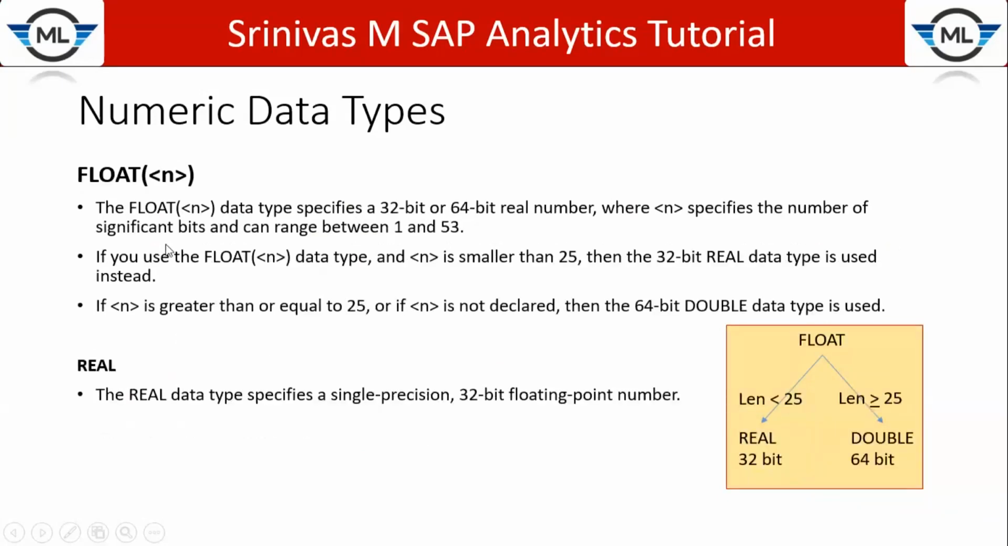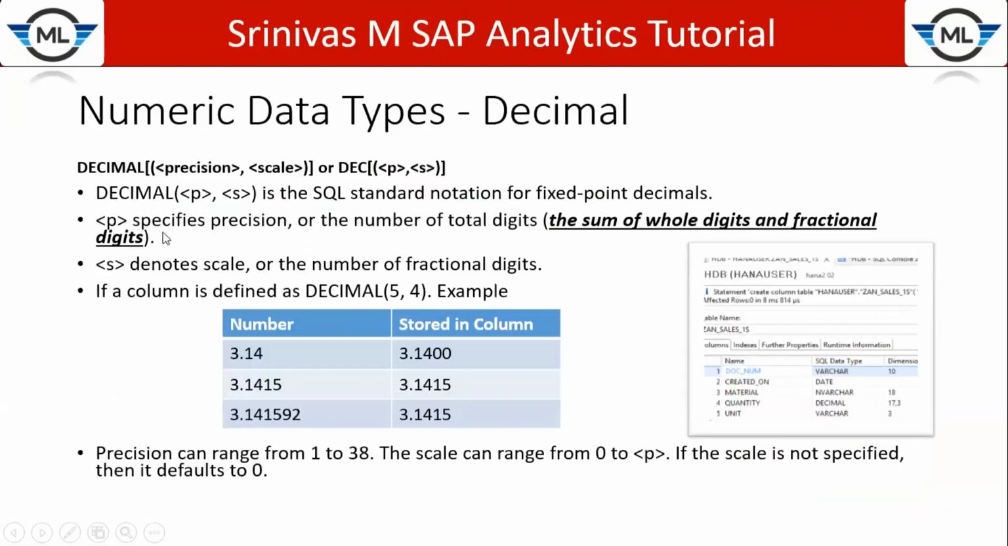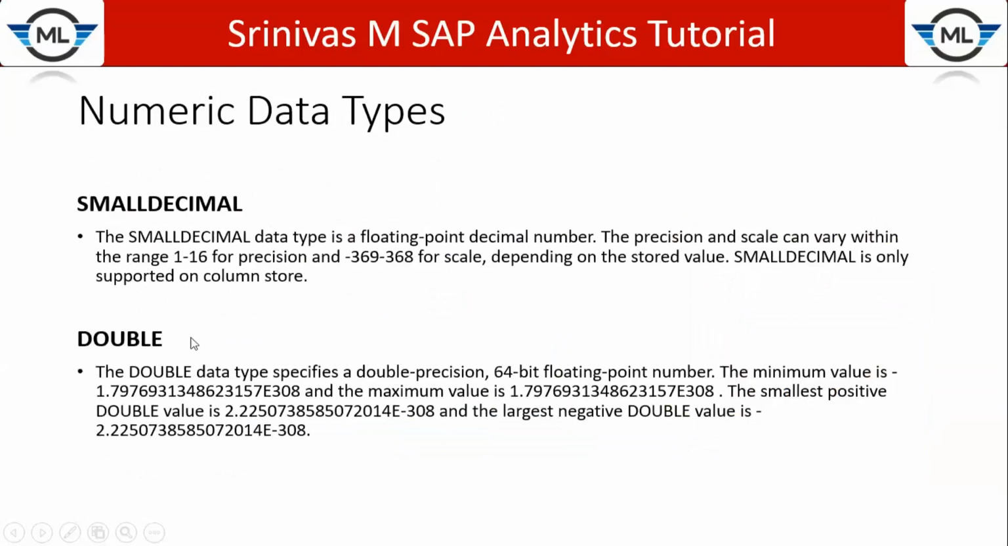So we discussed float, real and double. Now the next one is small decimal, so small decimal and decimal. Earlier we discussed decimal. When we discussed decimal, I said the precision can range from 1 to 38, correct? When it comes to small decimal, the precision can range between 1 to 16. So if you feel your precision will not go beyond a maximum of 16 characters, meaning the total number of digits in your number is not going beyond 16, then you can go for small decimal. Generally in real time we use decimal, we don't go for small decimal.